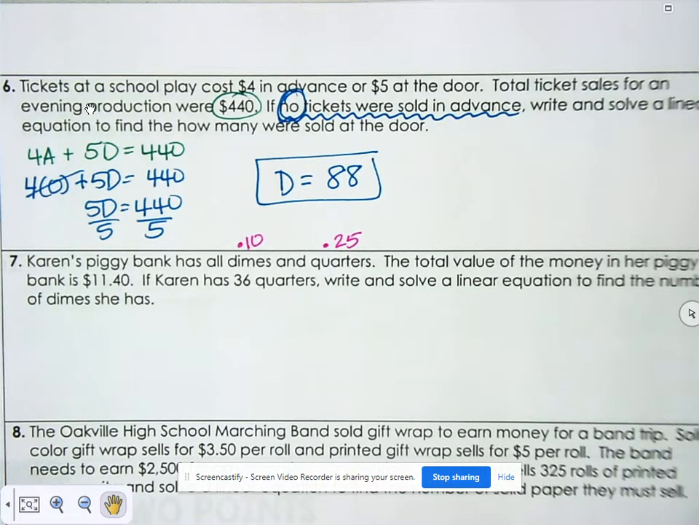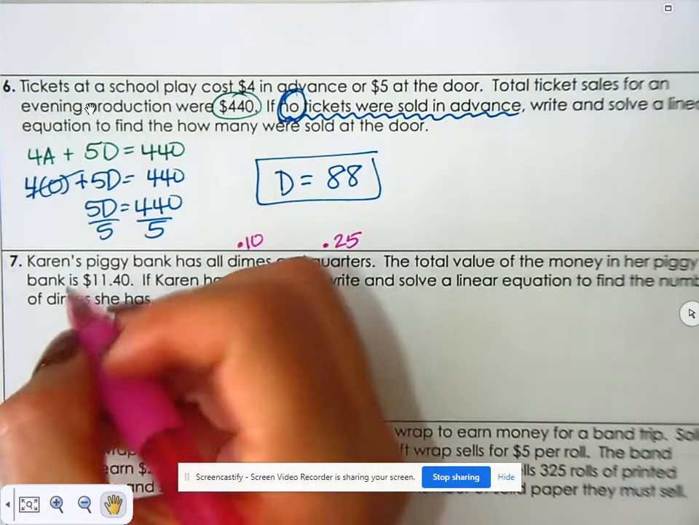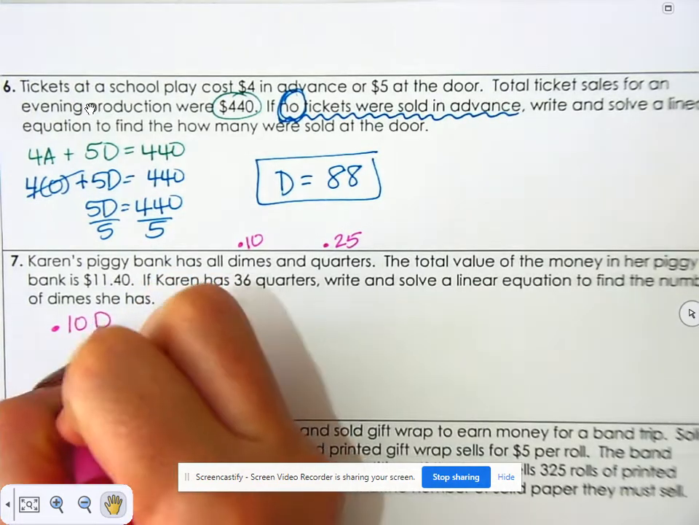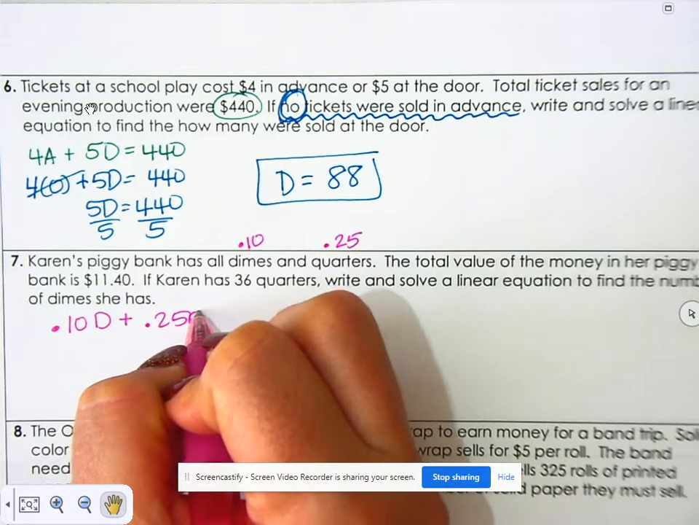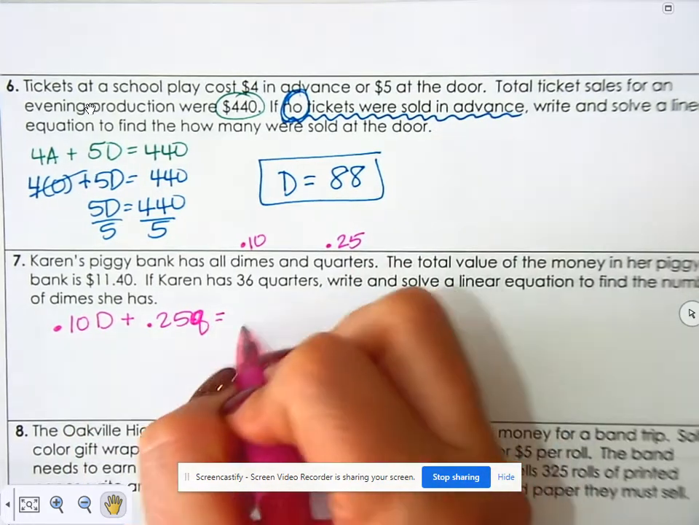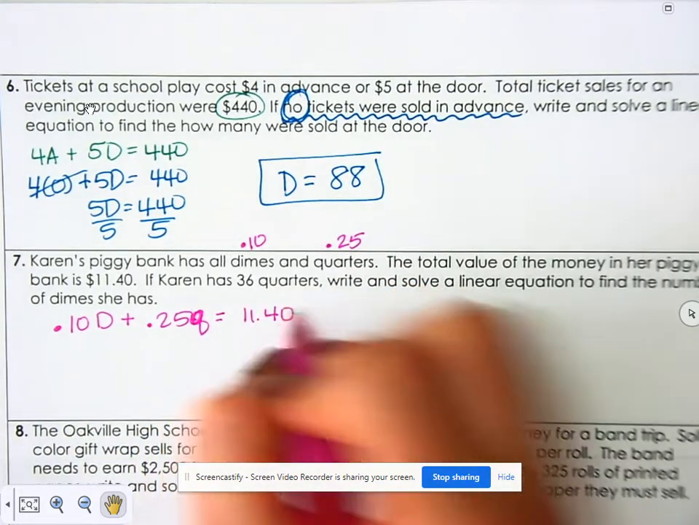So we don't know how many dimes she has or quarters she has, but we know that however many dimes she has, we're going to multiply by 10 cents. And however many quarters she has, we're going to multiply by 25 cents. Okay, and that's going to equal a total of $11.40.